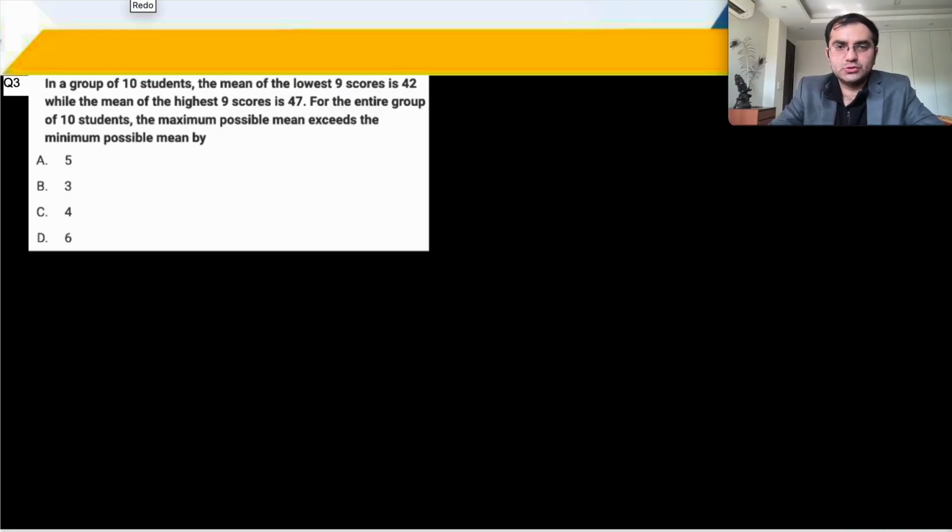This is a fairly tough question with maxima minima involved. You have a group of 10 students. Mean of the lowest 9 scores is 42.